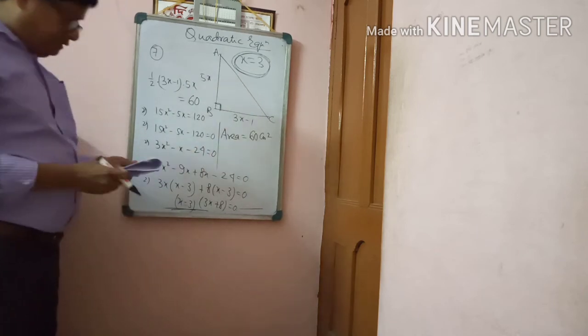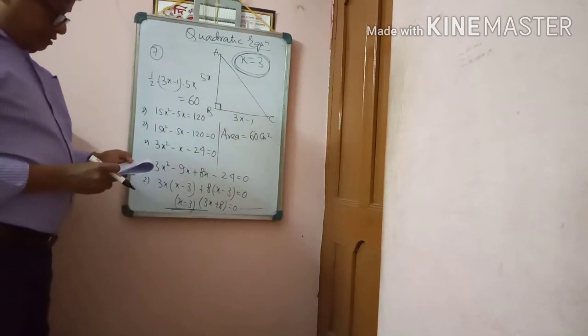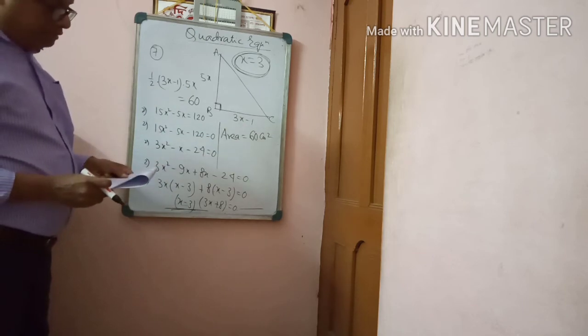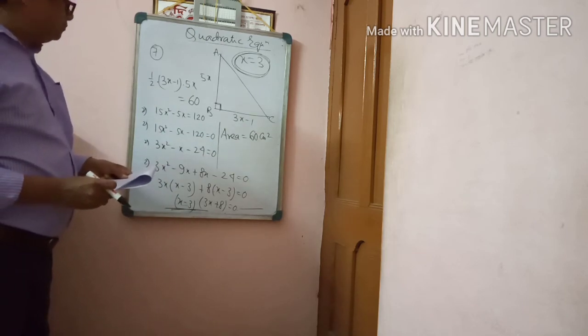The sides are right. Find the value of x. So x equal to 3. Okay, the value of x equal to 3.